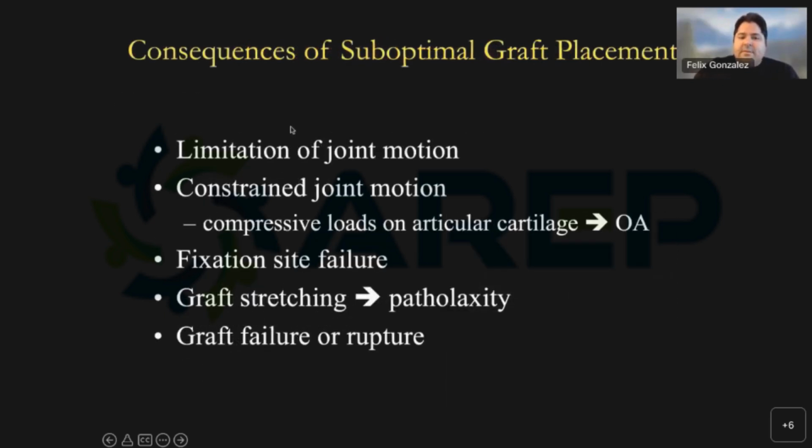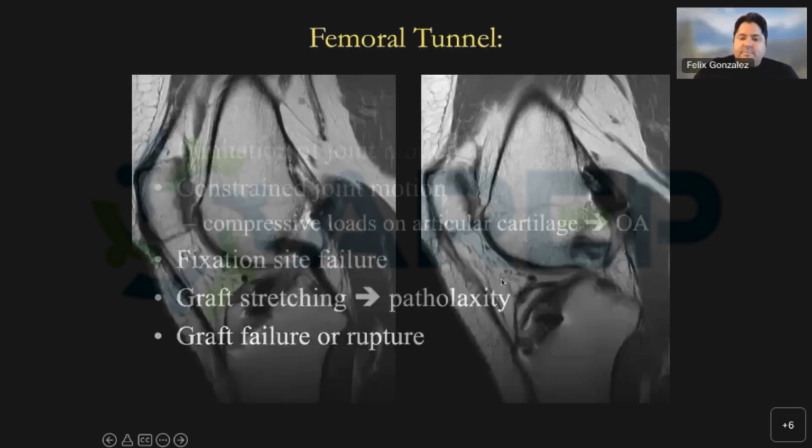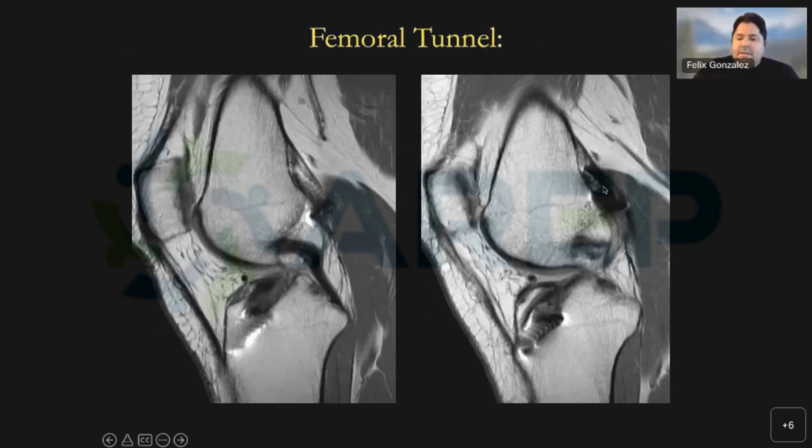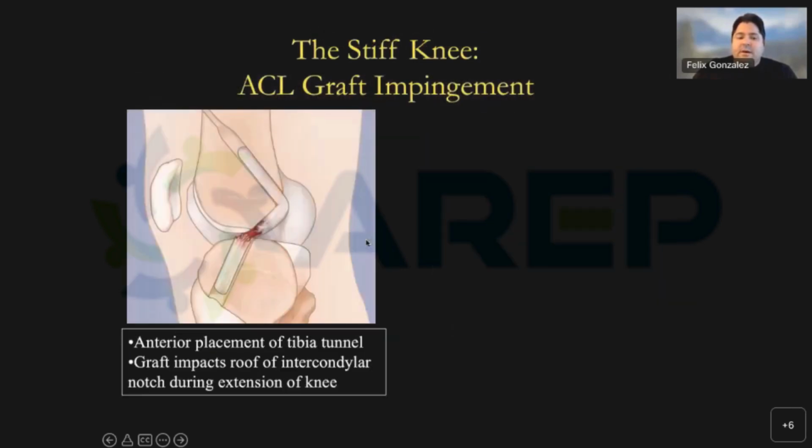The consequences of suboptimal graft placement include limitation of joint motion, and constraint of joint motion as well, because you have compressive loads on articular cartilage that will lead to OA. You can have fixation site failure. I see that commonly sometimes. You can have graft dispersion, hence leading to patholaxity, and you can have graft failure or complete rupture. So here's the femoral tunnel. You can see the screw right here is completely out of the tunnel, the bioabsorbable screw is completely dislodged outside of that tunnel, and hence the ACL graft is completely torn.